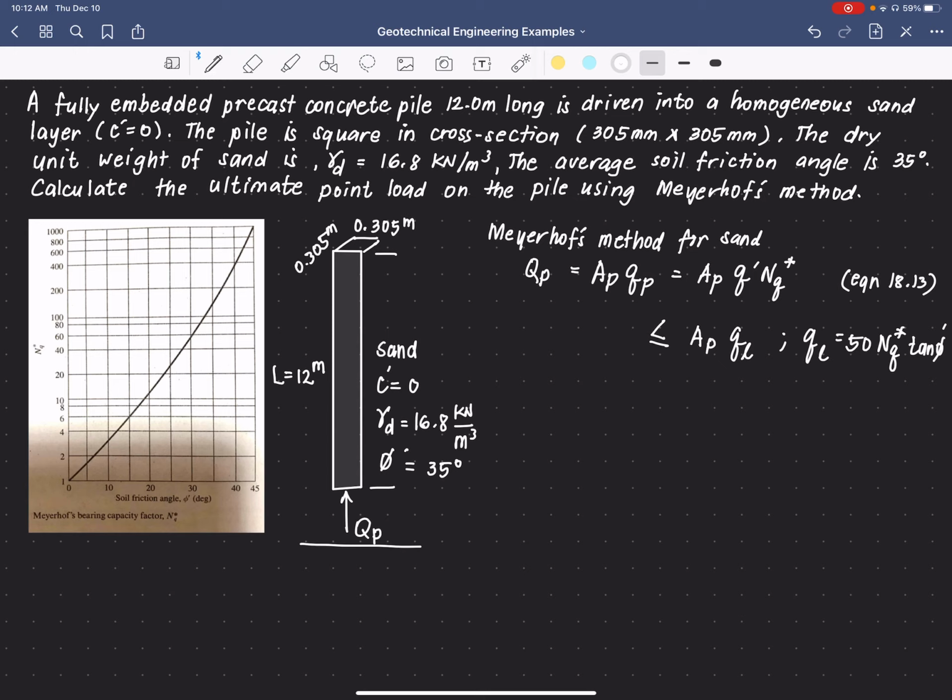Okay, so let's first solve for Q sub P, which is equivalent to Q prime times N sub Q. N sub Q is the bearing capacity factor based on the figure here. So this is Meyerhof's bearing capacity factor, which is a relationship between the soil angle of friction and the N sub Q here.